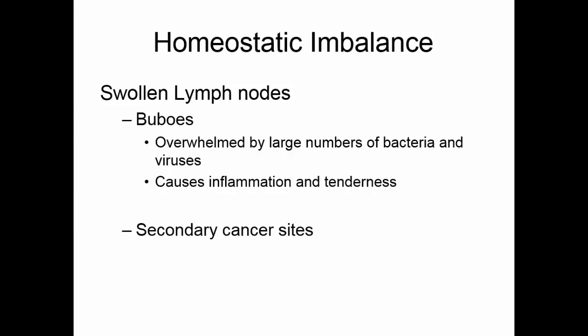Sometimes the lymph nodes act as secondary cancer sites. Cancer cells do not stick well to each other. When they break free, they can get into the lymphatic system. They will then take up housekeeping in the lymphatic nodes sometimes, and from there they can spread to other organs.